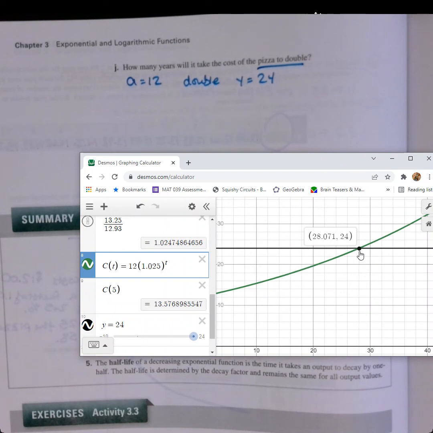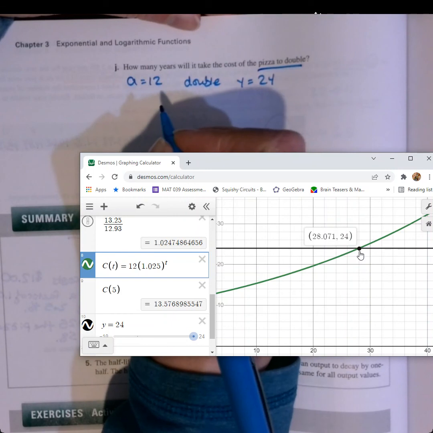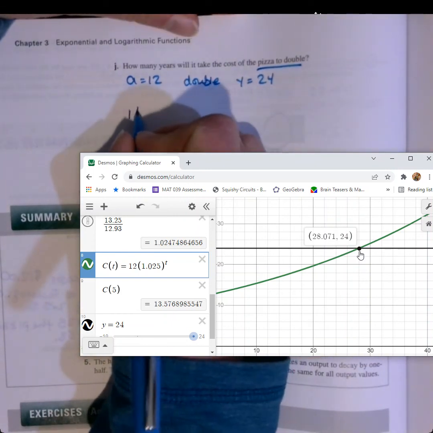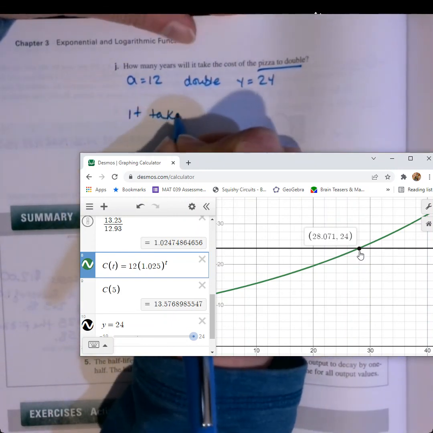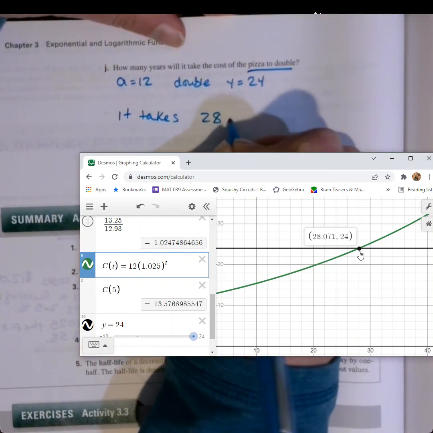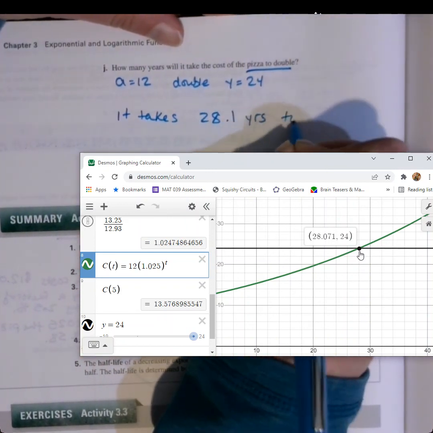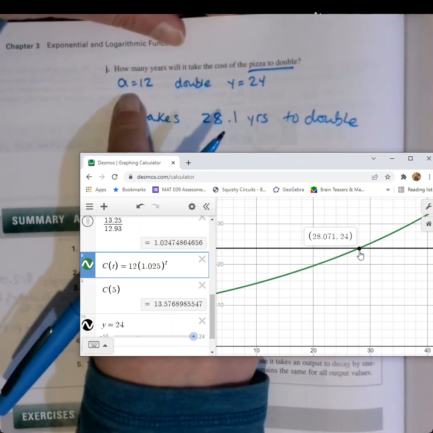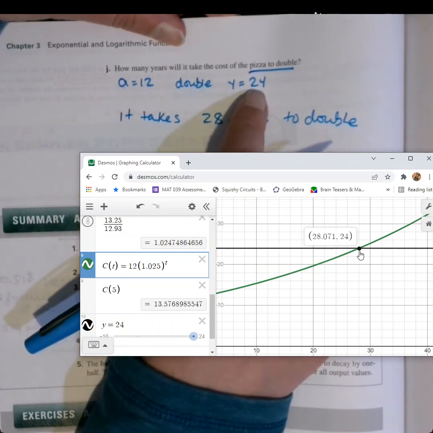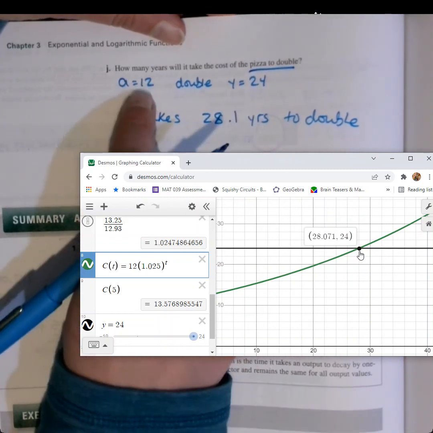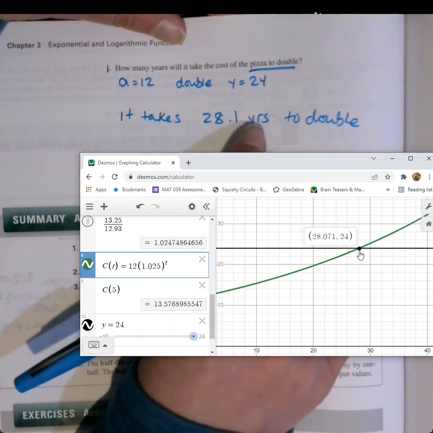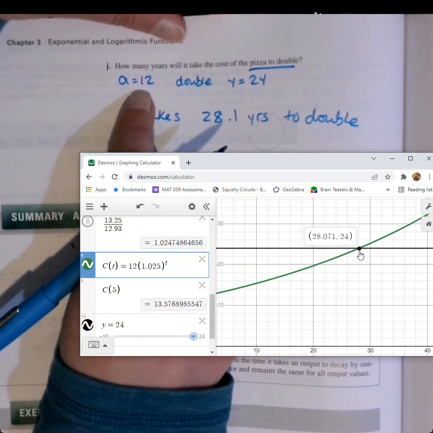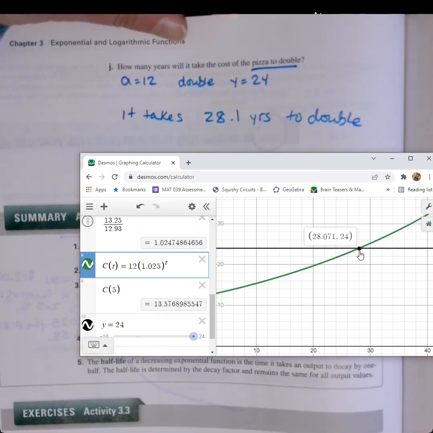And it's going to take 28.071 years, or we can round that to 28.1 years. It takes 28.1 years to double. Now, because I used the initial value and the 24, I'm really doing 28.1 minus 0 because 0 is the input value for this one. You're always subtracting something to calculate how many years. But because this was the initial value, it was at 0, 12, so 28 minus 0 is still 28 years to double.